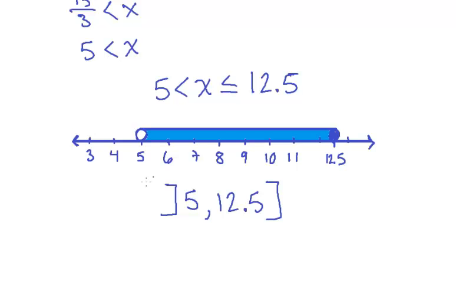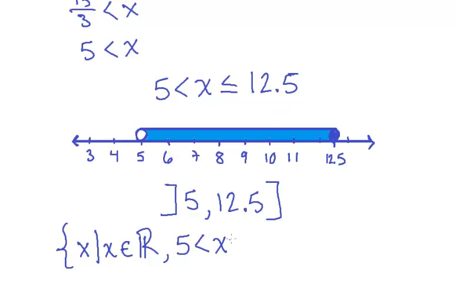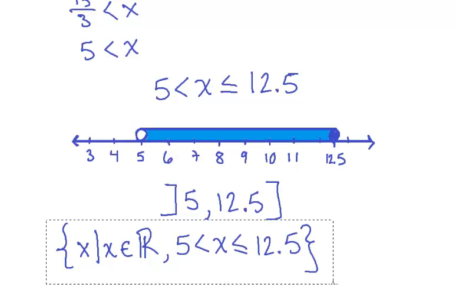The next thing we're going to do is write the set builder answer. What we're going to do is copy the letter of the exercise. So it's going to look like x, such that x belongs to real numbers. Then I'm going to put a comma, and I'm going to copy the answer of the algebraic part. I'm going to put 5 less than x less than or equal to 12.5, and I'm going to close the curly brackets. That will be the set builder answer for this exercise.